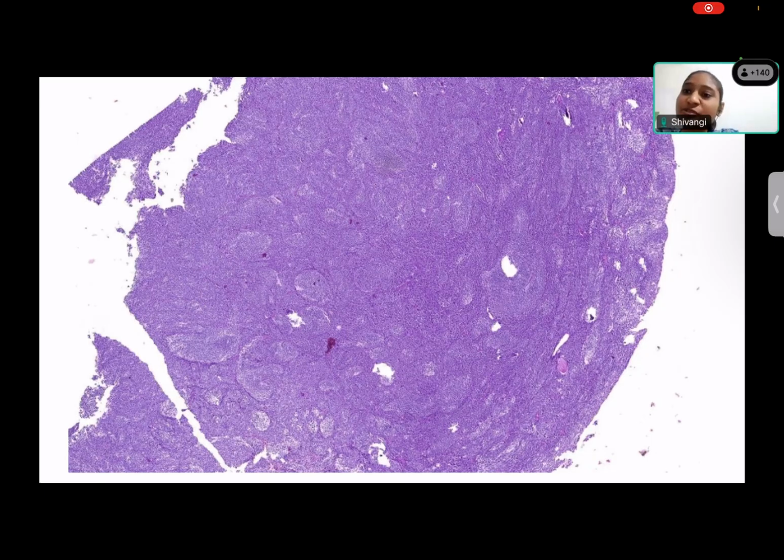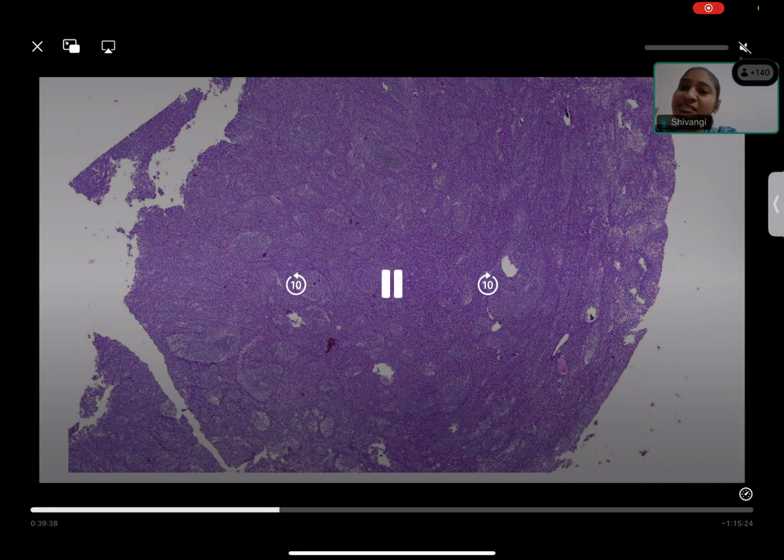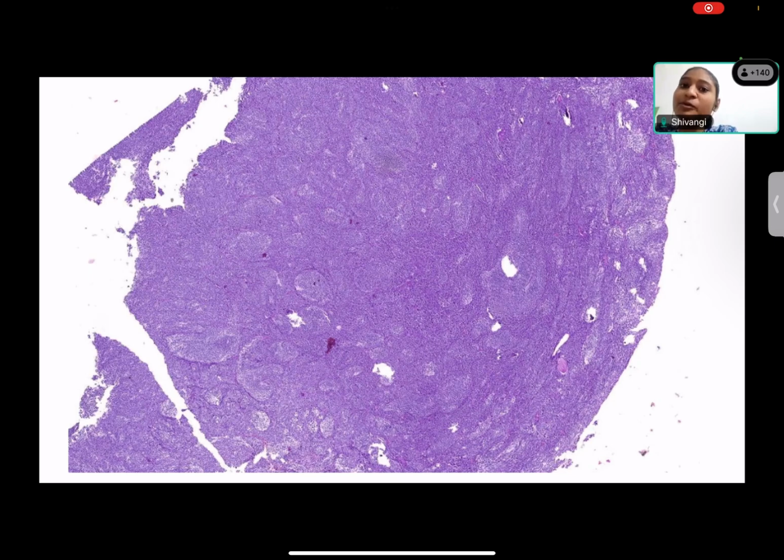Yes, ma'am. So this is actually showing at a low power that the lesion is very much hypercellular because it is looking very much blue, which corresponds with the imaging findings. On low power, we can see that it is mainly of two types.